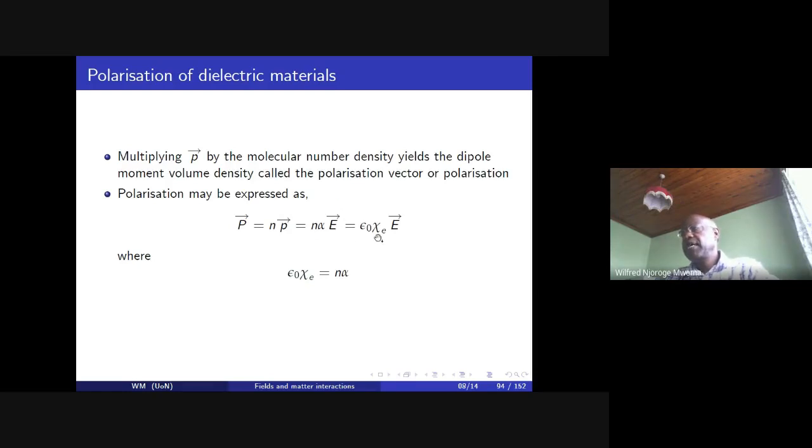and this is given by N alpha multiplied by the applied field E, and this can generally be expressed as epsilon naught, which is the permittivity of free space, multiplied by a factor chi E and multiplied by that electric field that is applied. So epsilon naught chi E is equal to N alpha, and chi E is usually referred to as the electric susceptibility of the material.